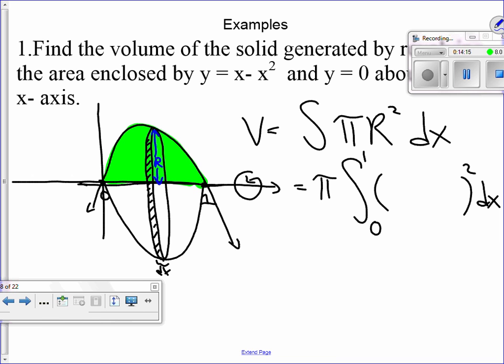What does y top equal? What does y on the parabola equal? Y top is y on the parabola, which equals x minus x squared, minus y bottom, which is just 0. So I could write minus 0, but I don't have to. I'll write it really small, because you don't really need to write that. We've got the definite integral that's going to get us the volume of this solid of revolution.